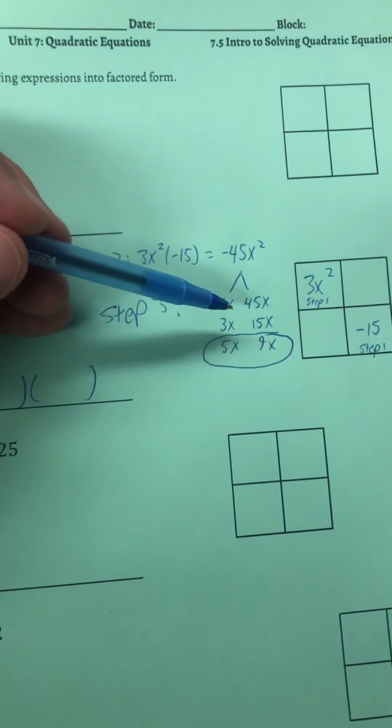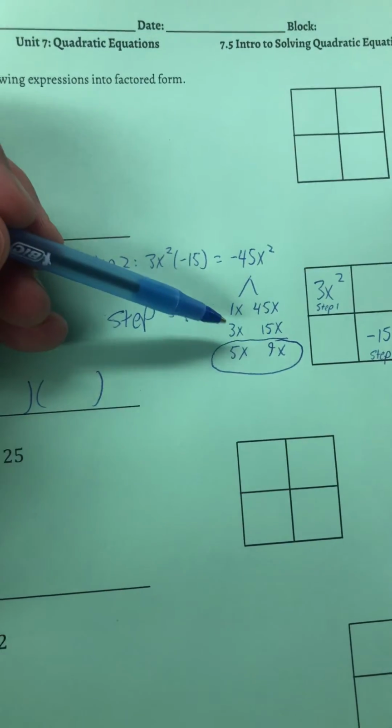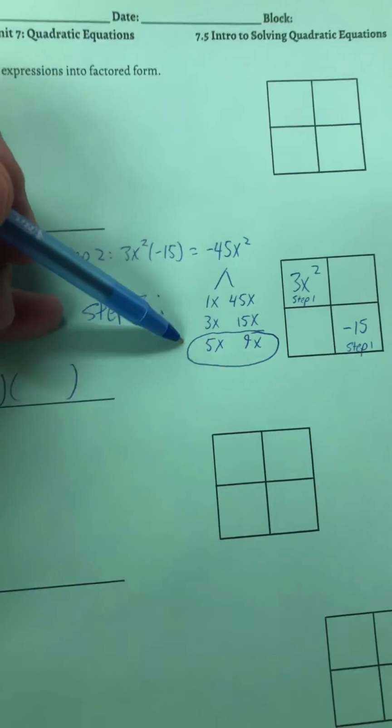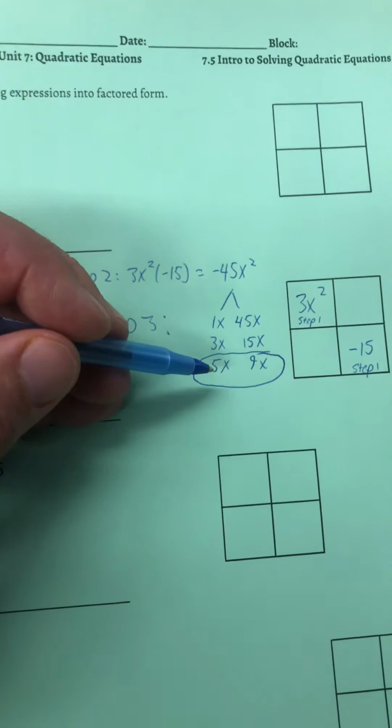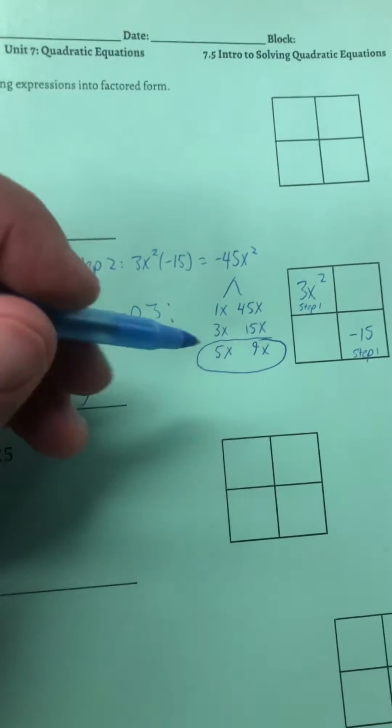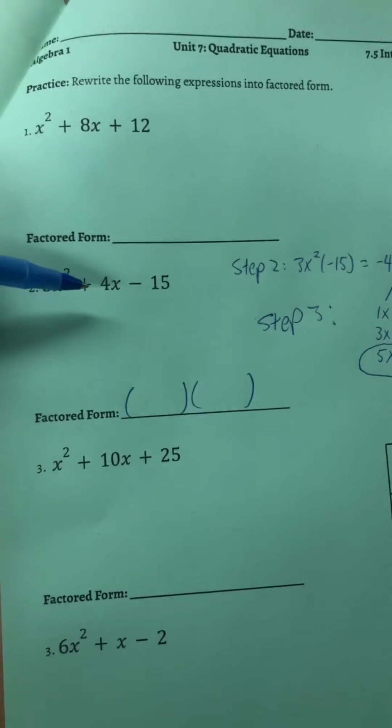So, 1 and 45, they have a difference of 44. That's not going to work. 3 and 15 have a difference of 12. That's not going to work. 5x and 9x, they have a difference of 4x. So that's the one that's going to work.